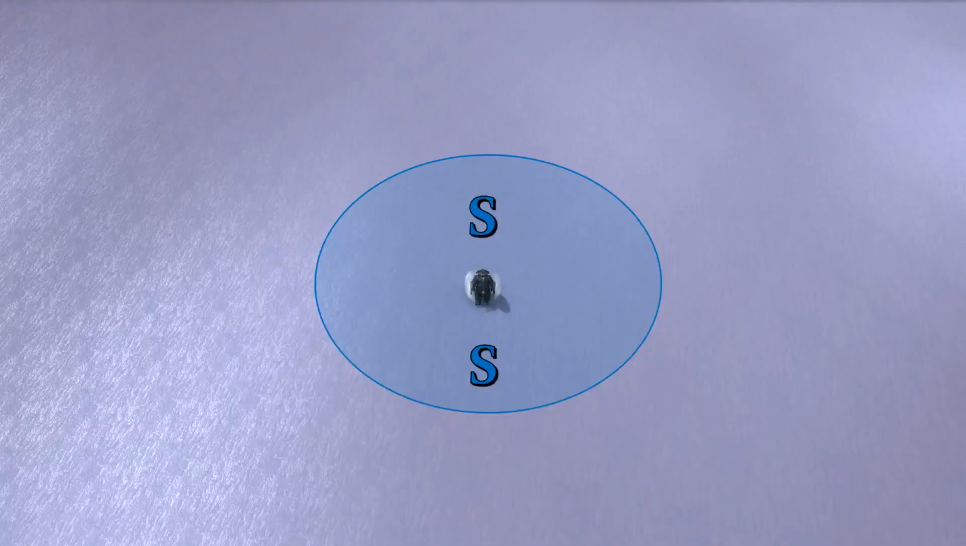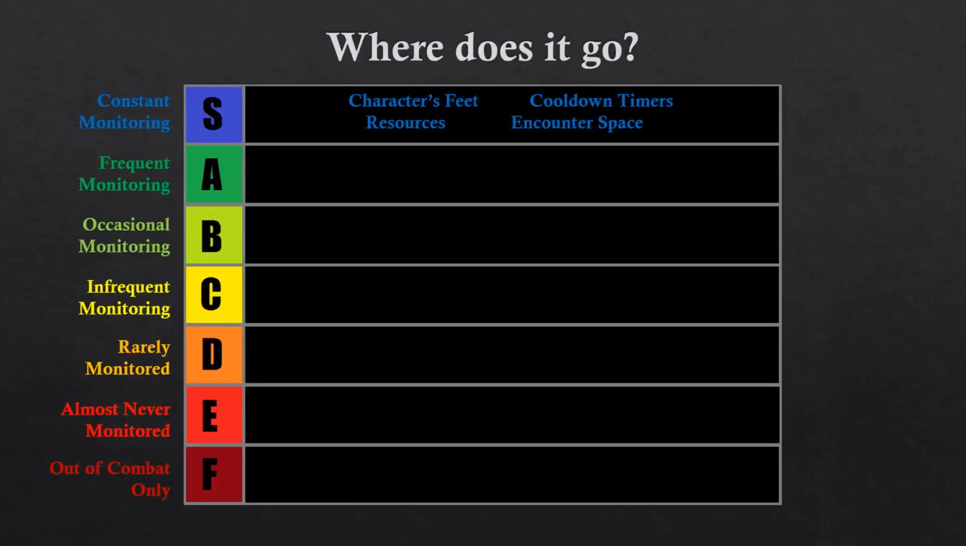So anything that is constantly monitored, you want in what I called the safety bubble, and that's going to include your character's feet, the space around your character. This bubble is going to be for the most important things, because that's where you're going to be spending the most amount of time looking at the screen, or you should be, because that's your character, and your character is the most important thing on the screen. So anything that goes immediately around your character are going to be the things of the utmost importance that you're going to need to see constantly.